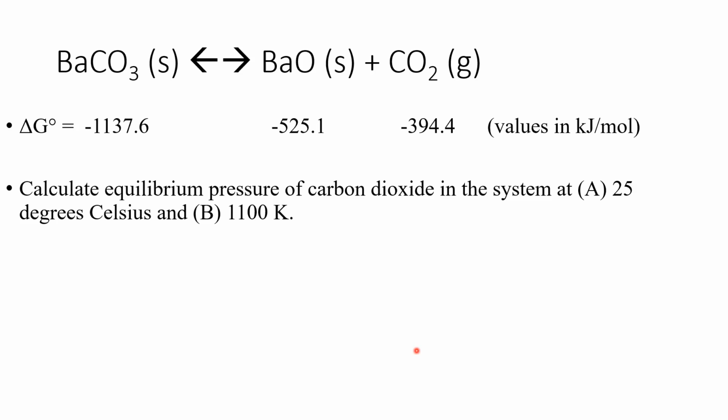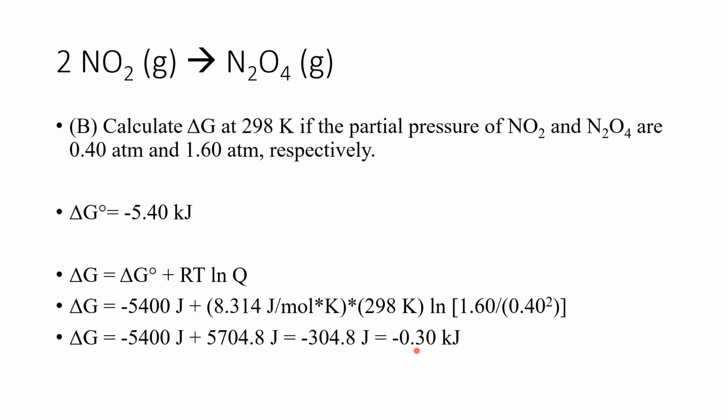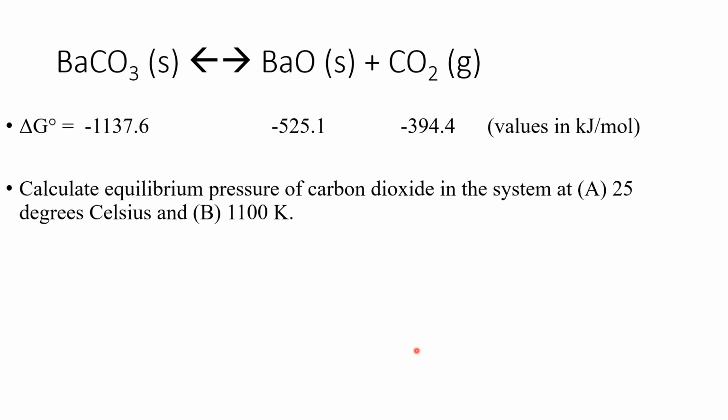All right, and then this will be the final one we look at, kind of using that same equation. Delta G is equal to standard delta G plus RT ln Q. But in this case, we want to figure out the equilibrium pressure of carbon dioxide in the system at 2 different temperatures. So with the first one, since it's at 25 degrees C, we can look at the delta G values for all of these substances, and again, just do products minus reactants.